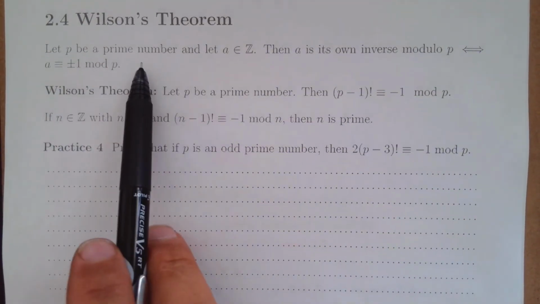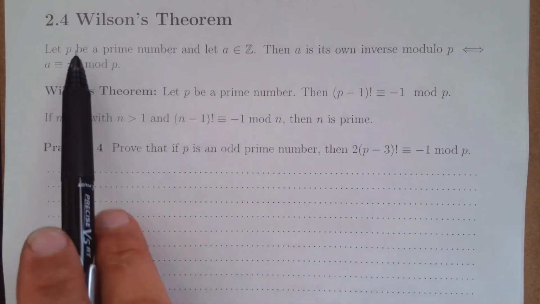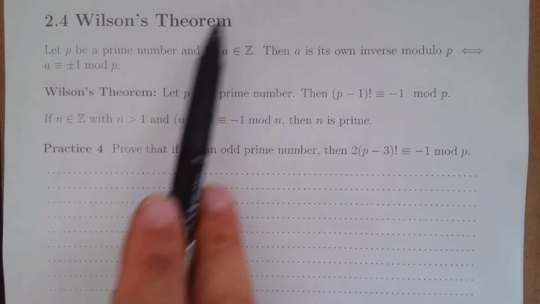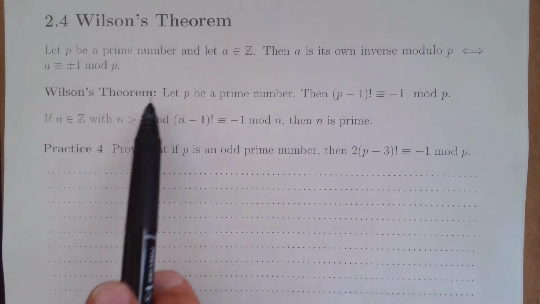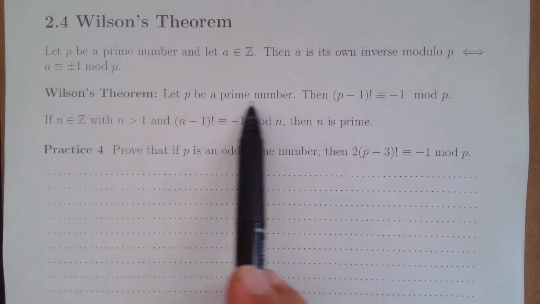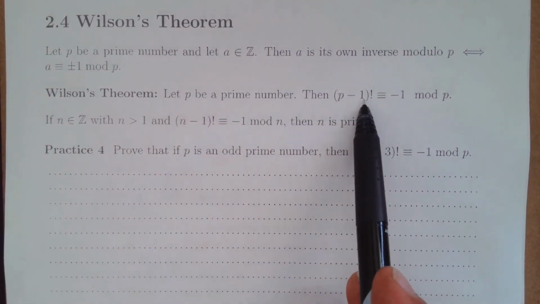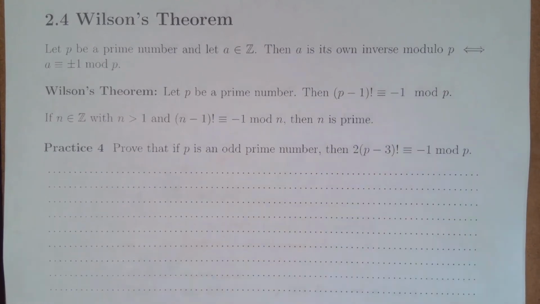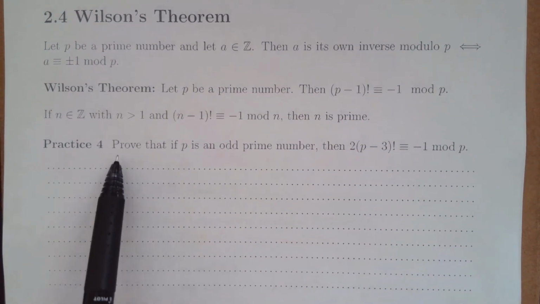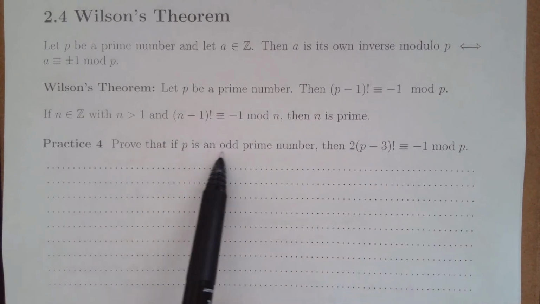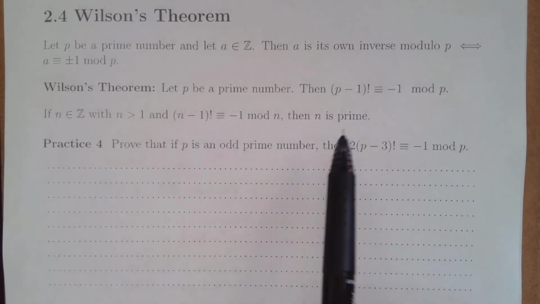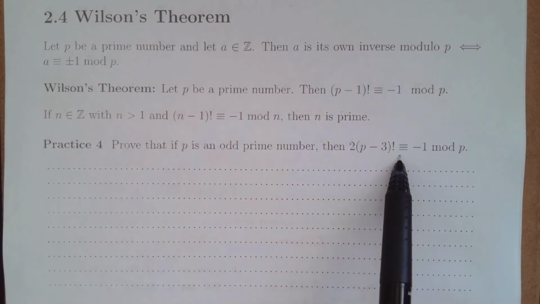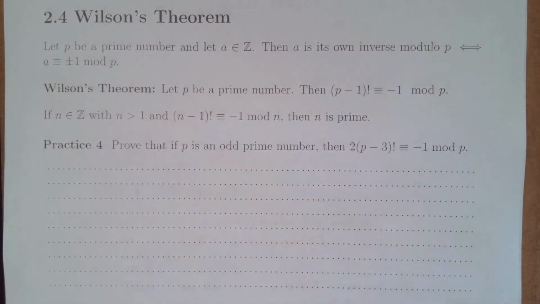We're going to be doing some elementary number theory in this video with our focus on Wilson's theorem. Wilson's theorem simply states that if p is a prime number, then (p − 1)! is equivalent to −1 mod p. Our practice is going to be to prove that if p is an odd prime number, then 2 times (p − 3)! is equivalent to −1 mod p.